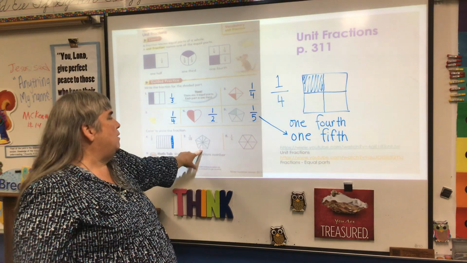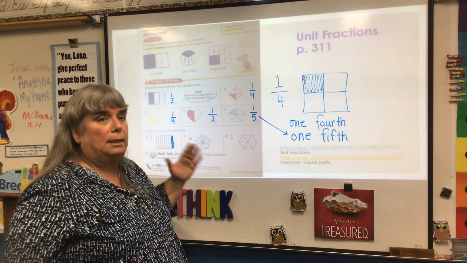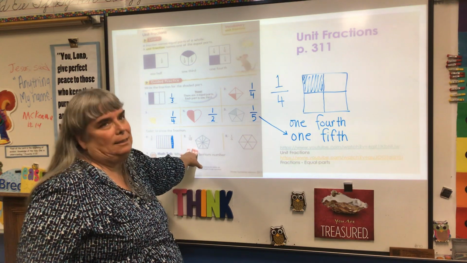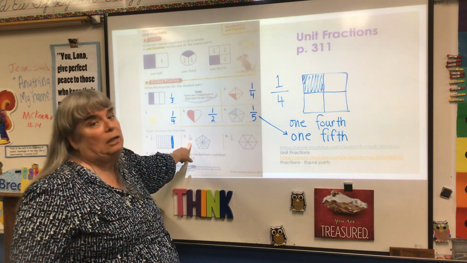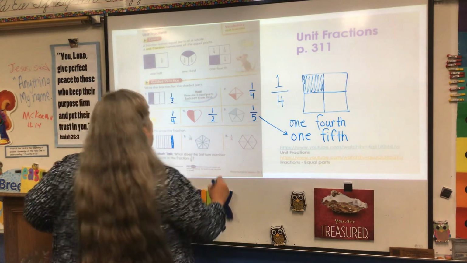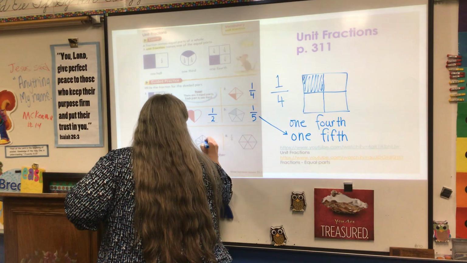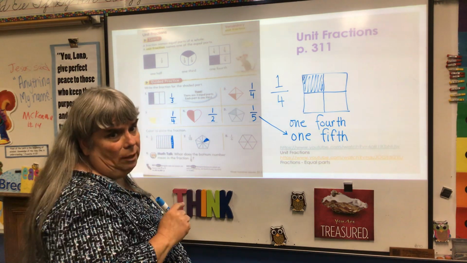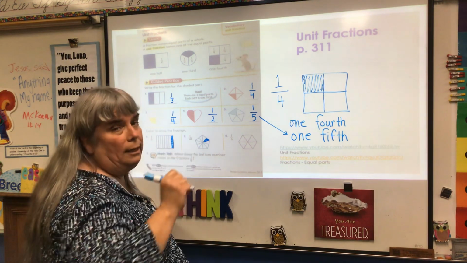Right here, they also have another pentagon, but they've split each one of those in half again. So that's why it's tenths. So 1 out of 10 equal parts. And it doesn't matter which one you pick. You don't have to pick the same one that I picked, because every single one of those is going to be the same unit fraction, 1/10.